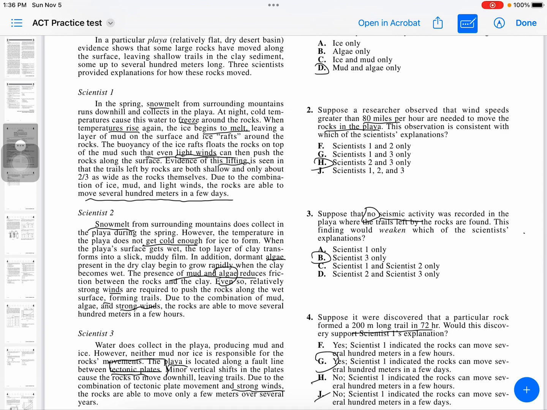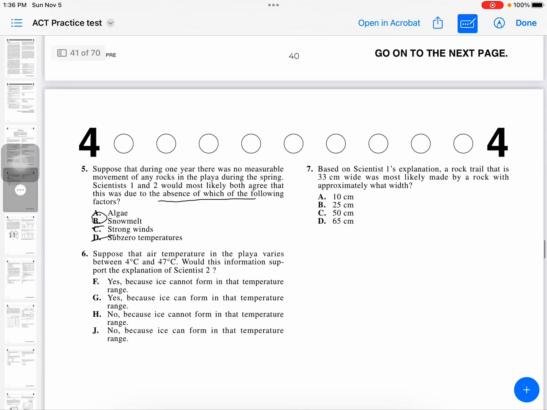Would they agree about the absence of algae? I'm just going to go ahead and say it's snowmelt. Suppose that, they're running low on time already. Suppose that the air temperature in the playa varies between 4 and 47. Would this information support the explanation of scientist number 2?